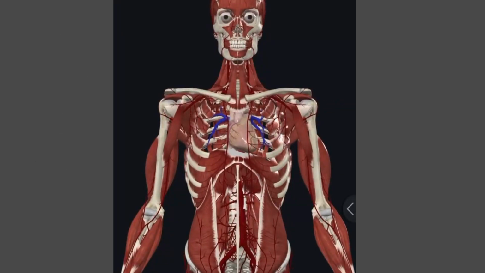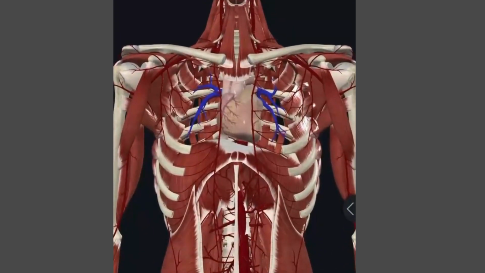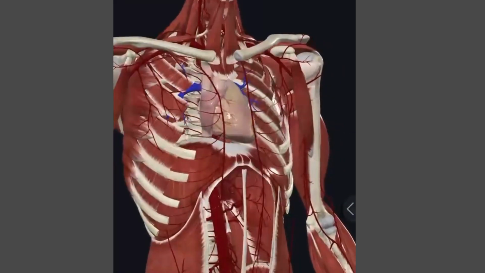And there you have it, a comprehensive look at the heart chambers, great vessels, coronary arteries, and the internal structure of the heart.